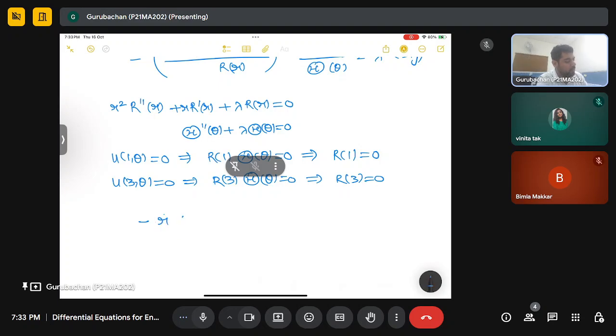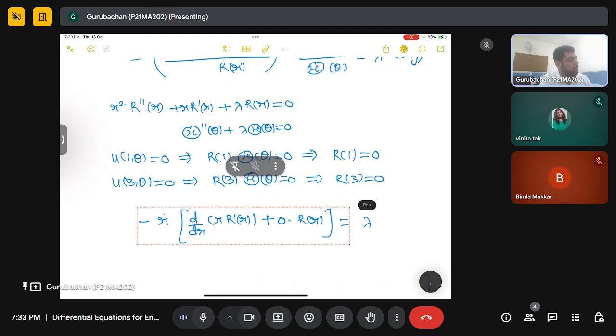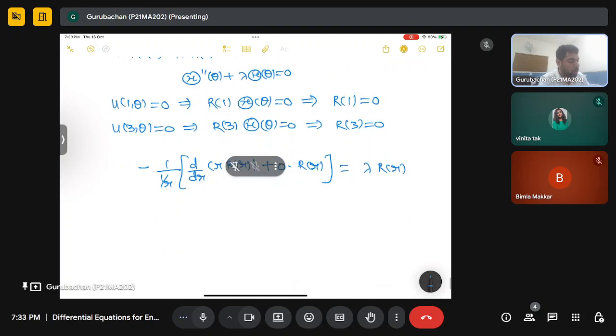minus r d by dr of r dash of r plus 0 times r of r is equal to lambda times of r of r, if you write it as 1 by r. So this is your general Sturm-Liouville problem.